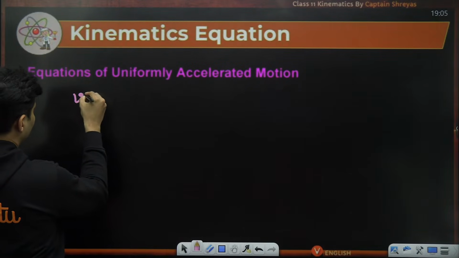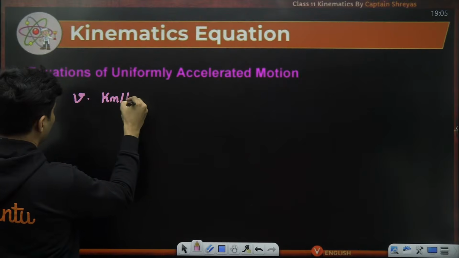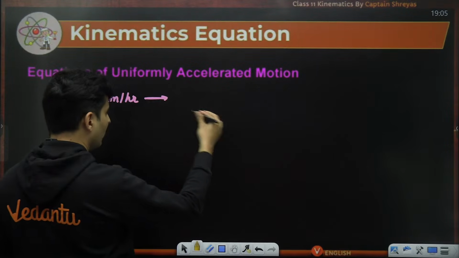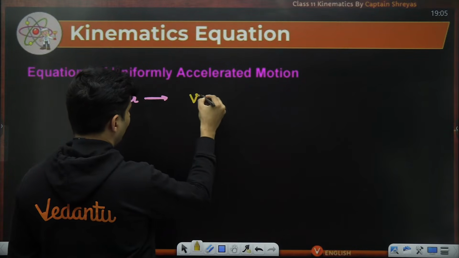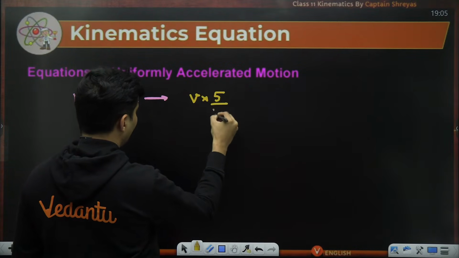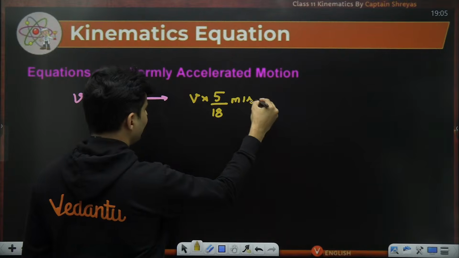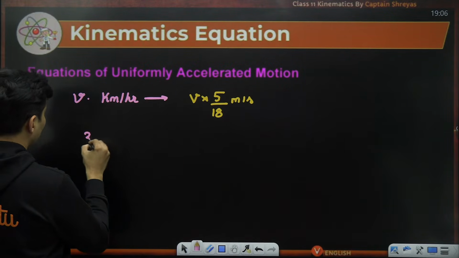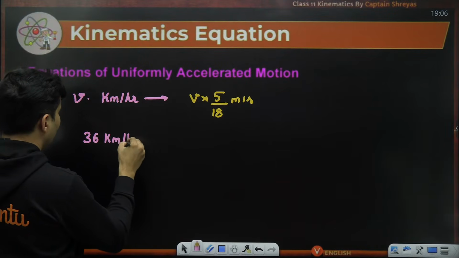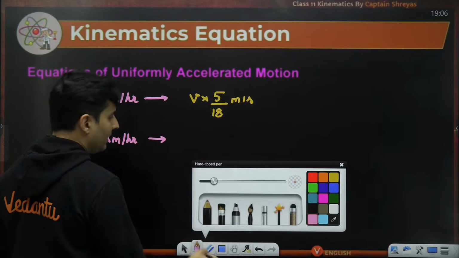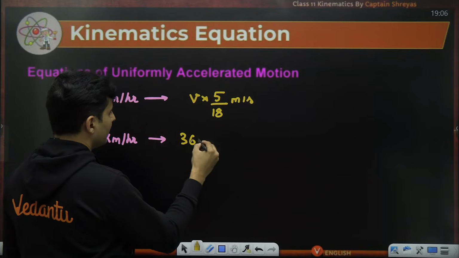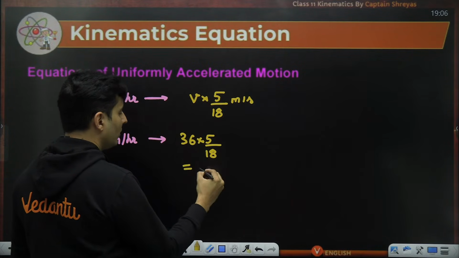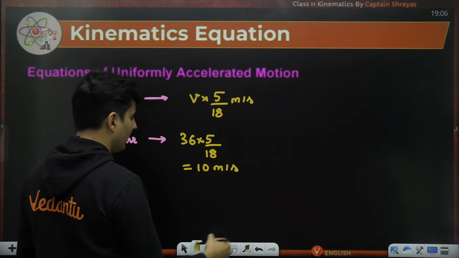Imagine if some velocity is given in kilometers per hour. If you want to convert it into meters per second, that is usually the case, then you multiply that velocity with the number 5 and divide it by 18, you will get the answer in meters per second. I'll give you an example. Let's say you have to find 36 kilometers per hour. So if you convert it into meters per second, take that 36, multiply by 5 and divide it by 18, which is going to give you 2 into 5, which is 10 meters per second.